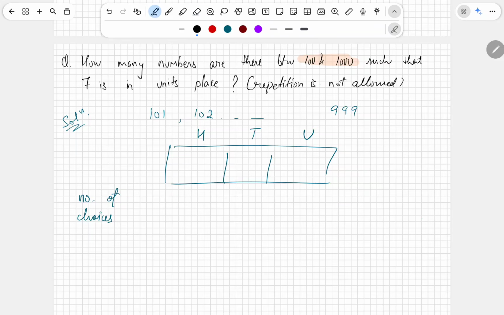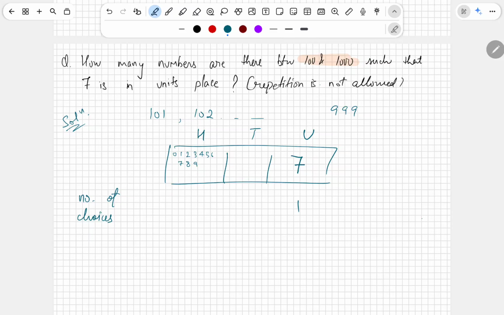Now the question is saying, how many numbers are there between 100 and 1000? Again the question is asking how many 3-digit numbers are there such that 7 is in the units place. So 7 is fixed at the units place. How many choices? Only one choice, that is 7. Now if repetition is not allowed, let's talk about the 100th place. In the 100th place, total choices I had 0, 1, 2, 3, 4, 5, 6, 7, 8, 9.